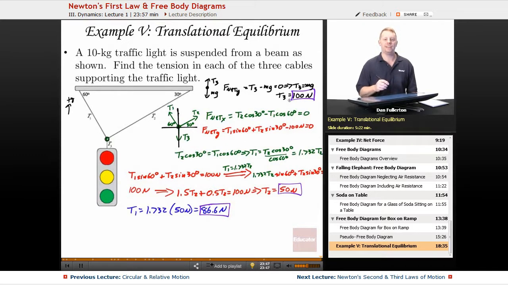All right, hopefully that gets you a good start with Newton's first law free body diagrams, and we're going to continue to work on these and evolve them as we go through the course.